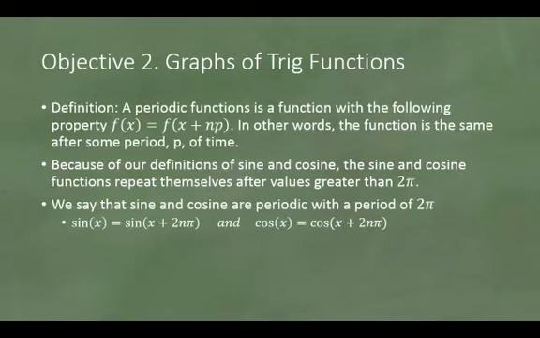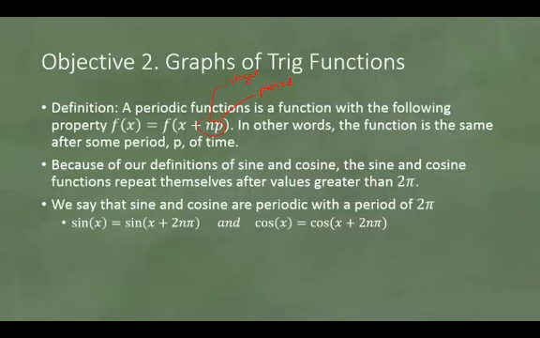Graphs of trig functions. A periodic function is a function with the following property: f of x is equal to f of x plus n times p, where p is your period and n is just an integer. Remember, whole numbers that are positive or negative. In other words, the function f of x is equal to f of x after some number of periods, 1 period or 2 periods or 3 periods. It equals the same value.